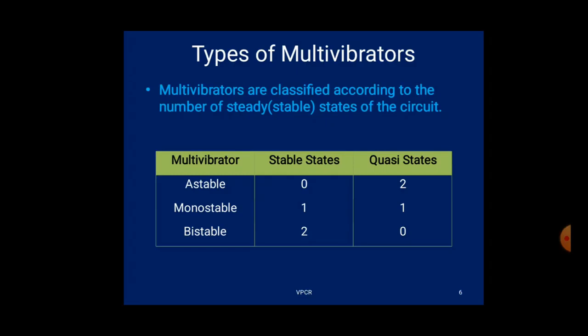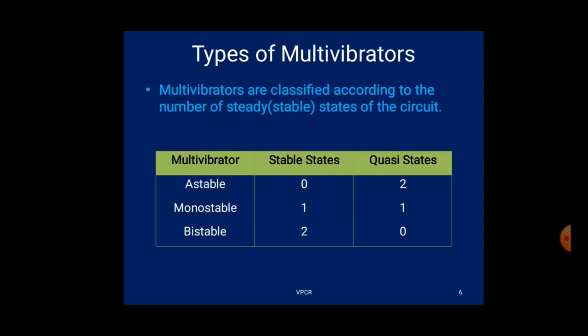They have to be 2. If you are having 0 stable states, that means no state is stable, then you can call it astable multivibrator. No stable state is there. Next one is, if you are having one stable state, obviously the other state must be quasi state. So we discussed it. I think you are in the flow.